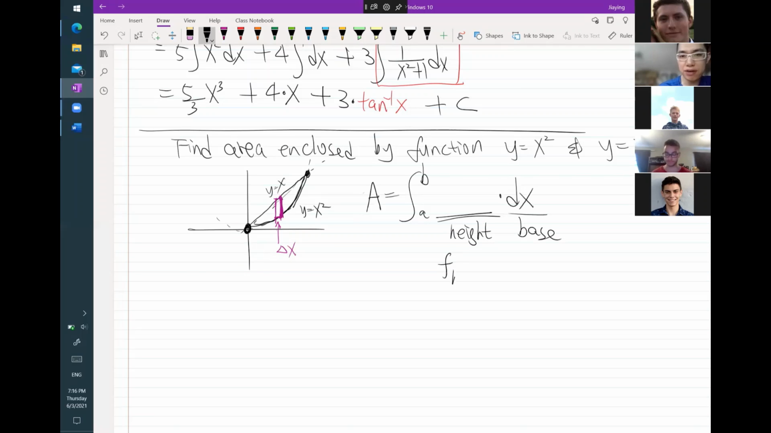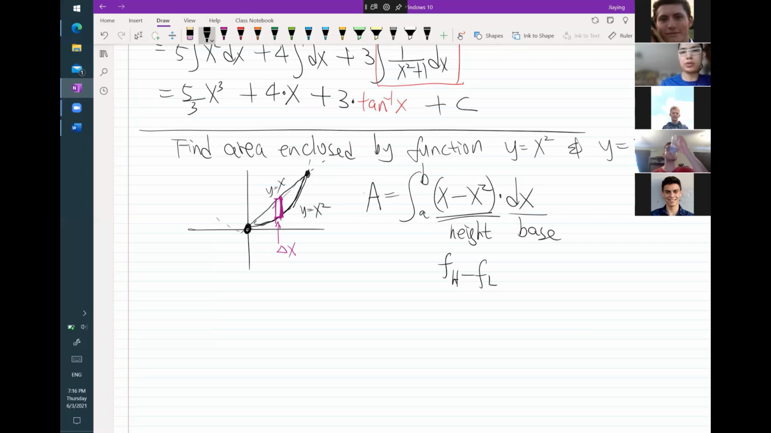So in this case, it's f higher minus f lower. The higher function is y equals x. The lower function is y equals x squared. Because it's dx, the height is a function of x. So we're going to write x minus x squared to give us the height, the difference between the two y values.